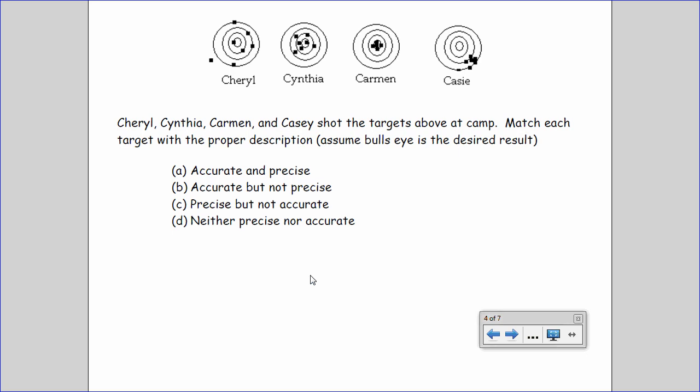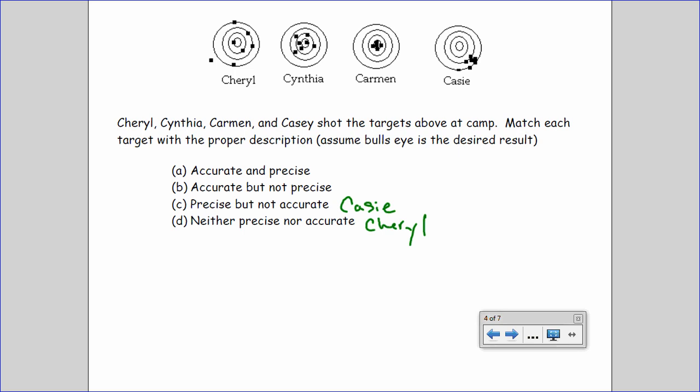Okay, now that you've matched them up, let's check our answers. Neither precise nor accurate. That's Cheryl. Cheryl is not precise or accurate. Precise but not accurate. Somebody who has a tight grouping but it's not on target would be Cassie. She has a very tight group but it's not on the bullseye.